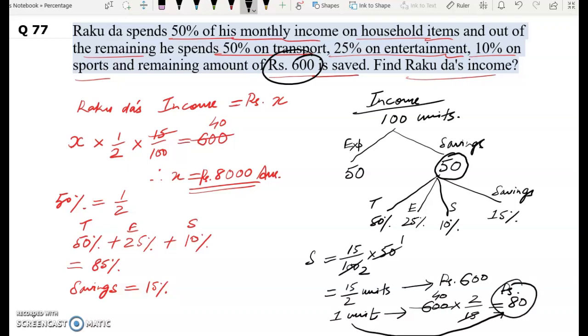Now in this question we need to find the income of Rakuda, and income of Rakuda is 100 units. So 100 into 80 will give us income of Rakuda, which is rupees 8,000. And this is our answer.